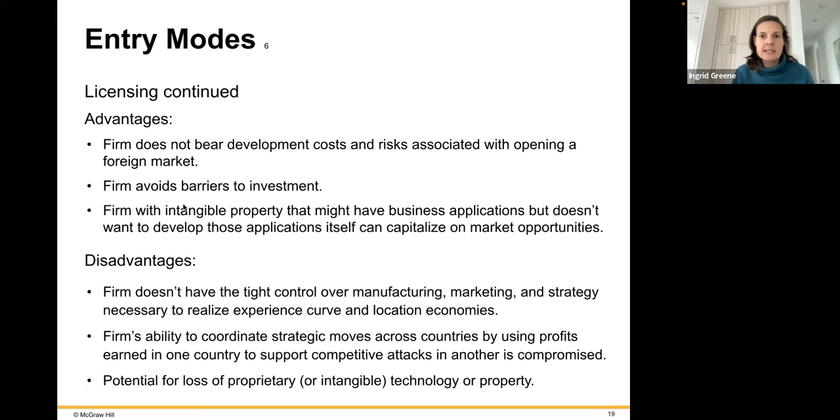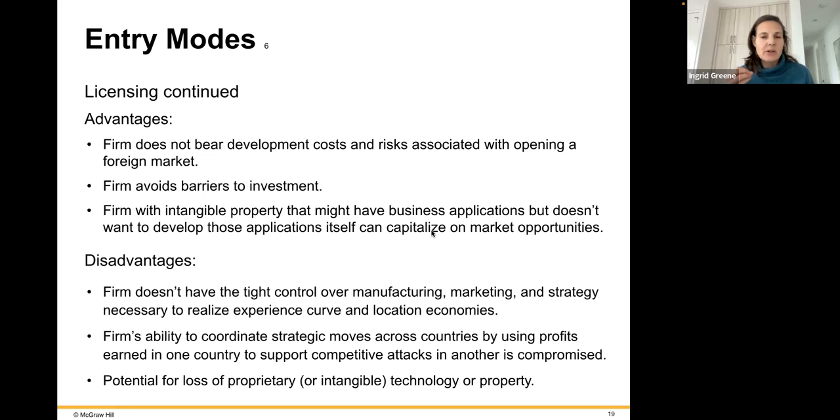Again, we've spoken about licensing already in this course. The advantages: the firm does not bear the development costs and risk associated with opening up a whole new foreign market. So Xerox wouldn't have to go into Japan and start from scratch. It avoids barriers to investment like capital. Firms with intangible property might have business applications, but don't want to develop these applications themselves. It can capitalize on the market opportunities.